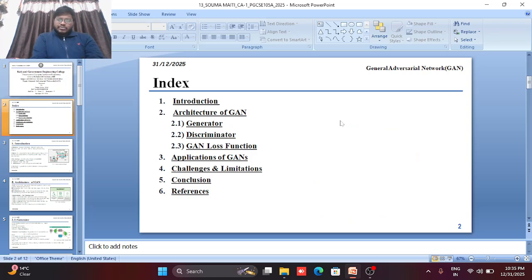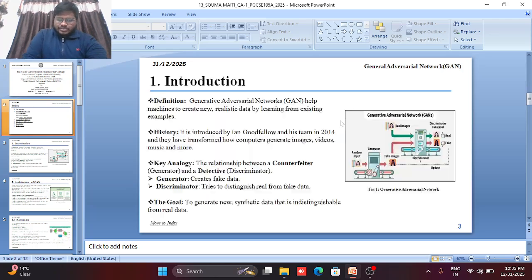Presentation. First, I will introduce GANs and their basic idea. Then, I will explain the architecture of GAN, including the generator, discriminator, and loss function. After that, I will discuss applications, challenges, and finally conclude the presentation.